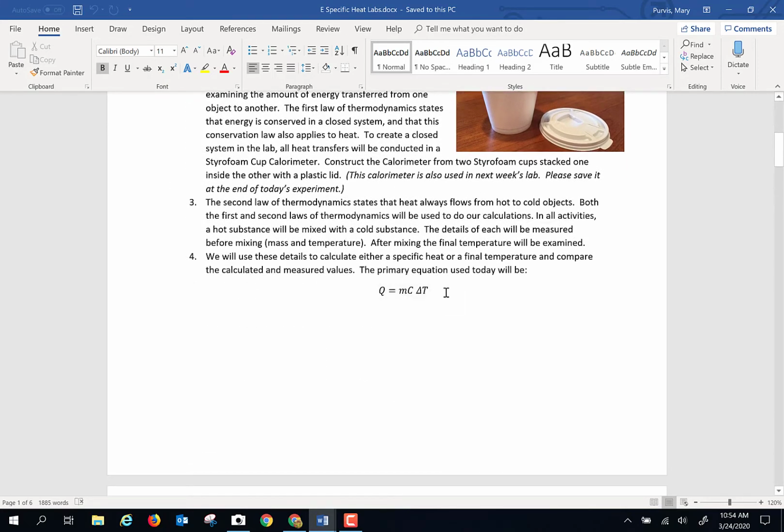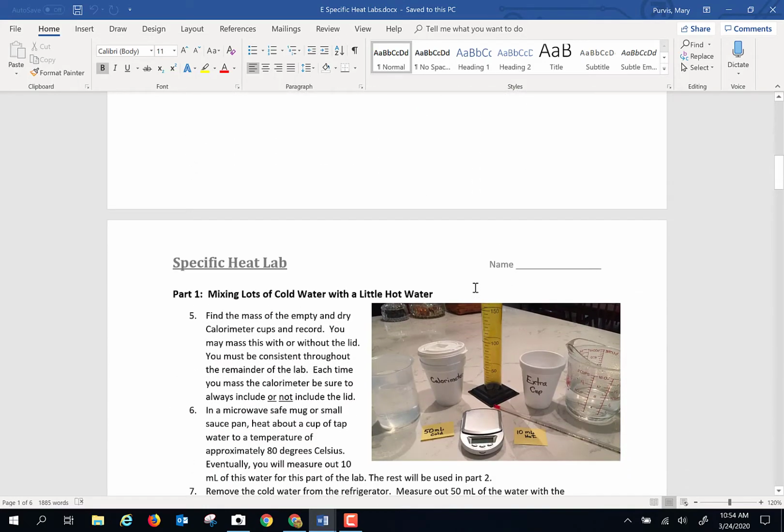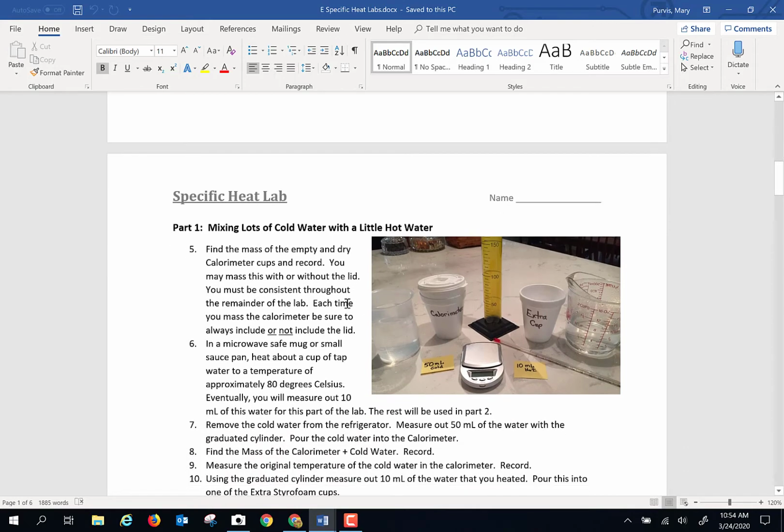The primary equation you're going to use for this lab is Q = mcΔT, and there'll be some lectures on that in the lecture portion of the course. The first part of the lab, and there are 3 parts, you're going to make 3 mixtures, is going to be mixing a lot of cold water and a little bit of hot water. So here's the basic setup. 50 milliliters of cold water plus 10 milliliters of hot water.